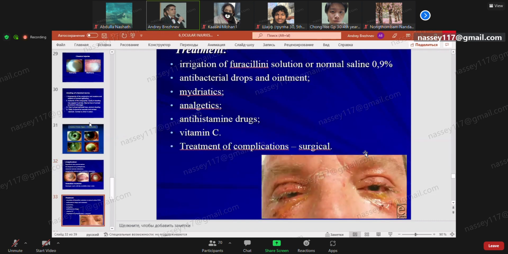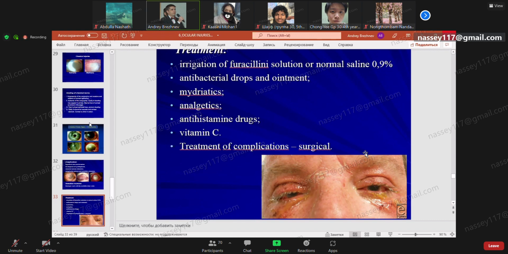treatment, which includes irrigation with furacilin solution or normal saline solution, antibacterial drops and ointments to prevent secondary inflammation, mydriatics to prevent or treat anterior uveitis, analgesics to relieve the pain, antihistamine drugs to decrease the allergic component of inflammation, vitamin C as antioxidant therapy, and treatment of complications.